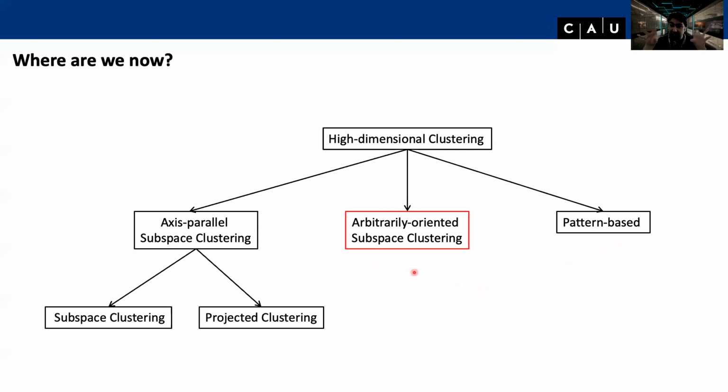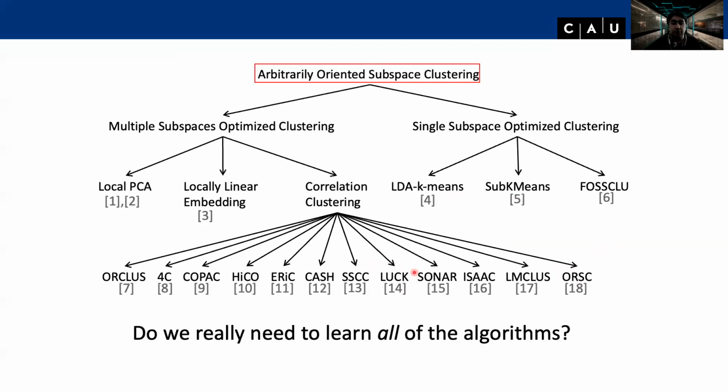And now if we zoom into this field of arbitrary-oriented subspace clustering, we recognize, wow, there is quite a lot behind it. So the first division, or the first two categories that we can introduce, is multiple subspace optimized clustering. Multiple subspaces, as the name suggests, probably means that each cluster gets its own subspace. And on the other hand, there is also single subspace optimized clustering.